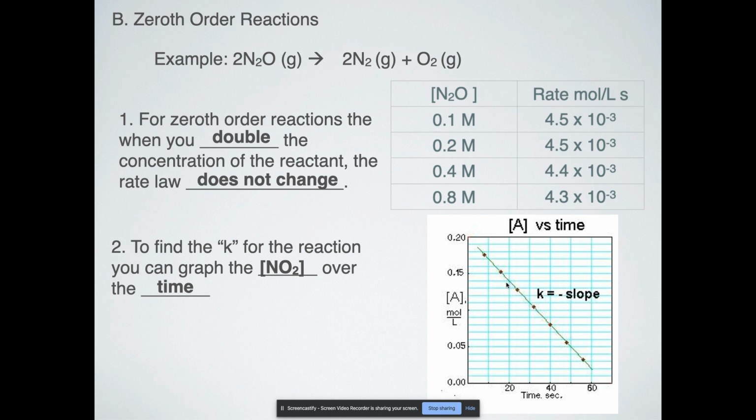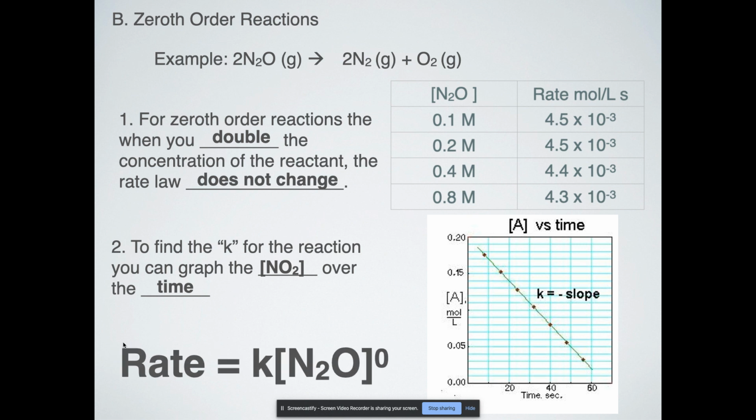And so it's just like it was in algebra class, right? You just do your rise over run, your y equals mx plus b kind of stuff to get what your k value would be, just by picking two random points on the line and then finding the difference between them on the y and then on the x. So here's what that rate law would look like if I was writing a zeroth order reaction for this specific example. So the rate would equal k, which I could find if I was graphing it.